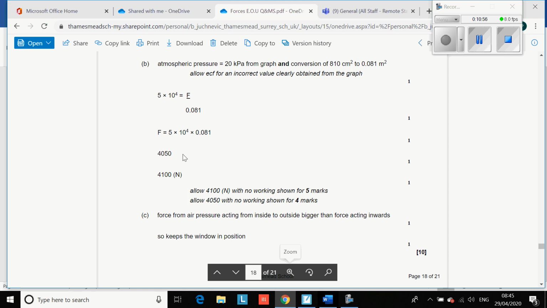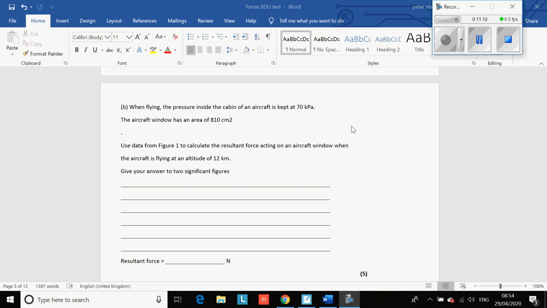Okay, so what we've got is ultimately a force on the windows of 4,100 newtons. The actual answer that comes out of your calculator would be 4,050. So let's just explain how we do that. The question is, use data from figure 1 to calculate the resultant force. The aircraft is flying at 12 kilometers.